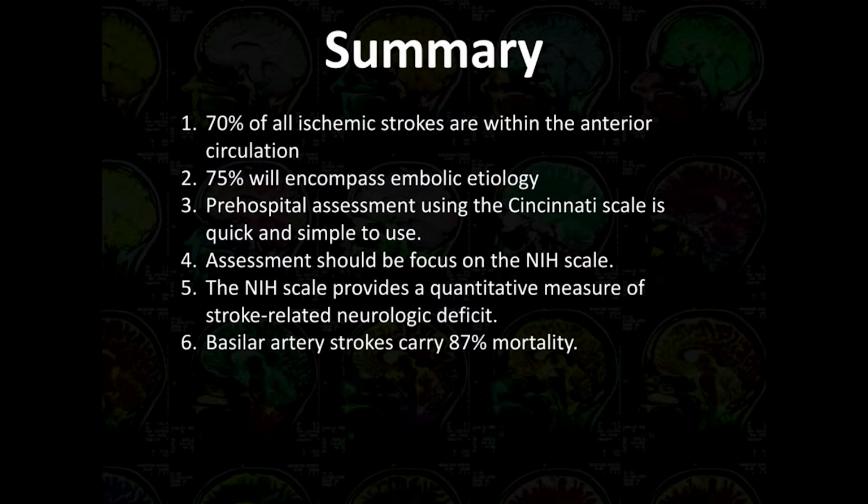It provides a quantitative measure of stroke-related neurological deficit, looks at total outcomes and treatment modality. And then obviously when we think about posterior circulation strokes, a huge portion of those are encompassing the basilar artery, which carries a really high mortality rate. And we know the basilar artery feeds a lot of blood into that total area of the circle of Willis.